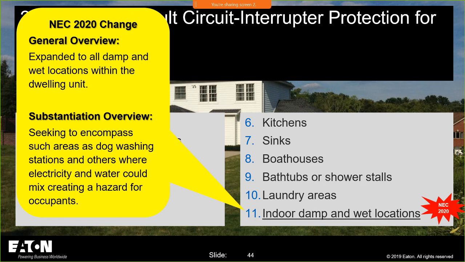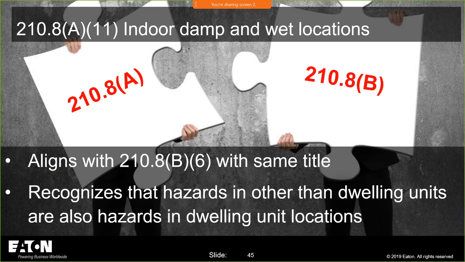General overview: it was expanded to all damp and wet locations. It should be damp or wet locations. Again, we're looking at dog washing stations. The examples, again, we recognize that there are hazards in 210.8(B)(6). We have that requirement in 210.8(B)(6), but we needed it in 210.8(A), so it aligned with that.